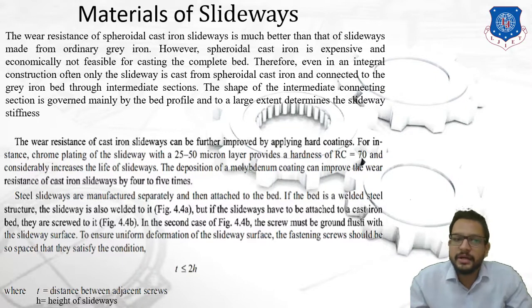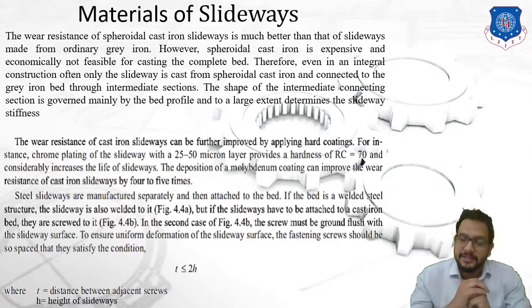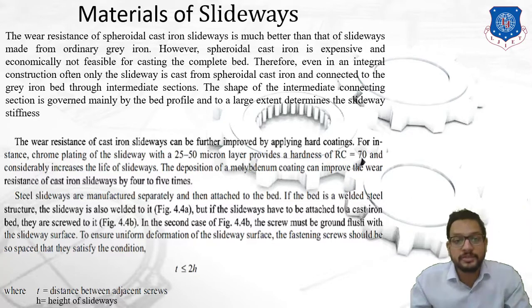The shape of the intermediate connecting sections is governed mainly by the bed profile and to a large extent determines the slideway stiffness, that is, the slideway's resistance to deformation. The wear resistance of cast iron slideways can be further improved by applying a hard coating. For instance, chrome plating of slideways with a 25 to 50 micron layer is provided, giving a hardness of 70 and considerably increasing the life of our slideways.